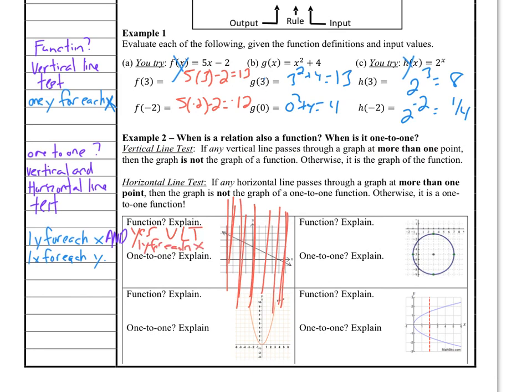And that's what that's supposed to say there, 1 y for each x. Is it one-to-one? Well, something is one-to-one if it also passes the horizontal line test, which means it can only cross once when you go horizontal. So I have all those on here.